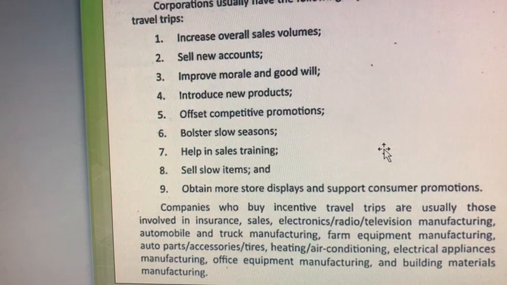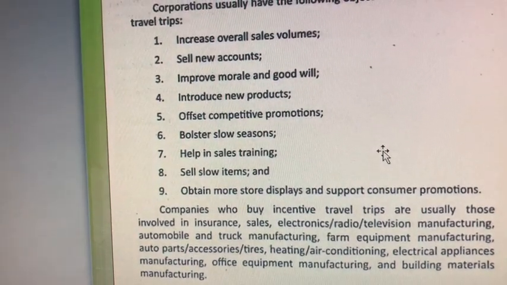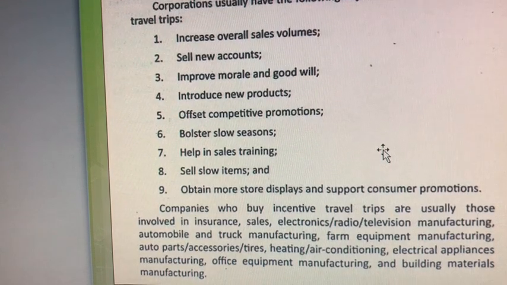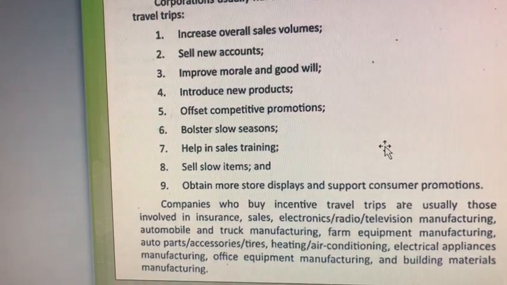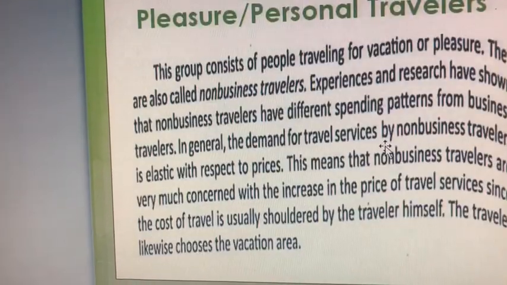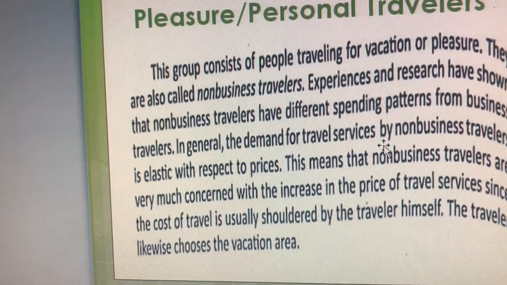Okay, so yan, usually yung mga companies na bumibili ng incentive travel trips, yun yung mga involved sa insurance, sa sales, ganyan, di ba? Sa electronics, etc. Okay, andyan lahat. So, next type of travelers, we have pleasure or personal travelers.